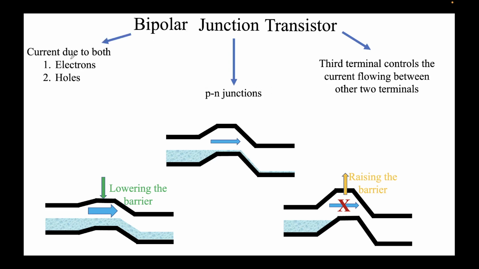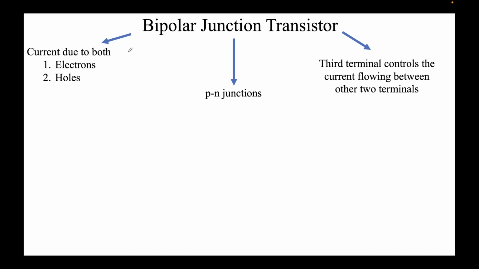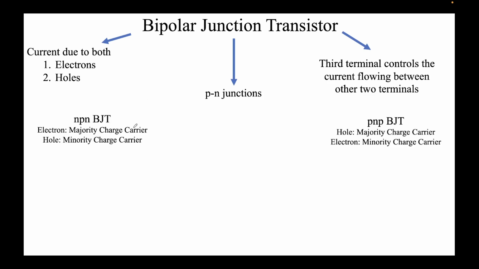Bipolar means the current flowing is due to both electrons and holes, and this is what makes a bipolar junction transistor. It comes in two flavors, NPN and PNP BJT. In an NPN BJT, electron is the majority charge carrier and hole is the minority, and it's the opposite for PNP. For our discussion, we'll be restricting ourselves to NPN.